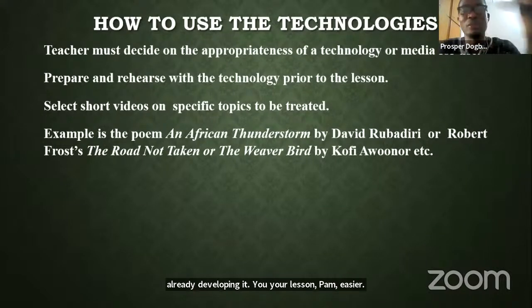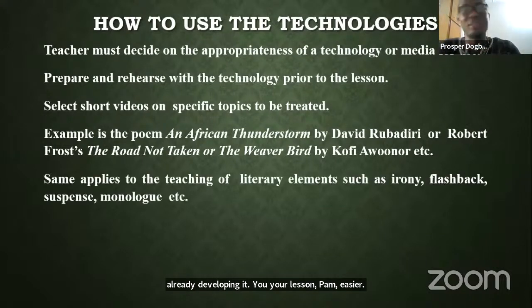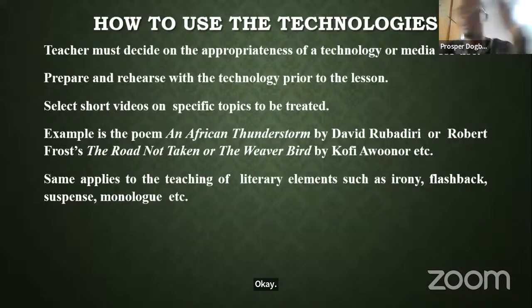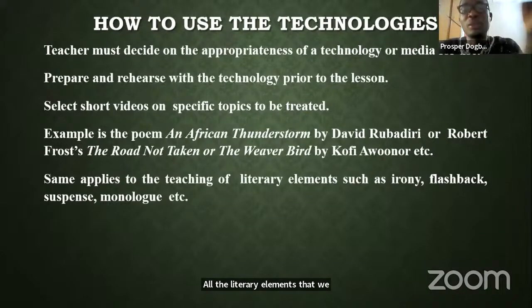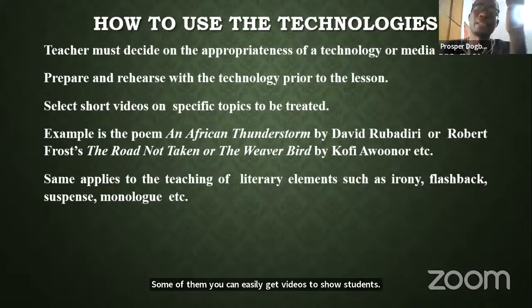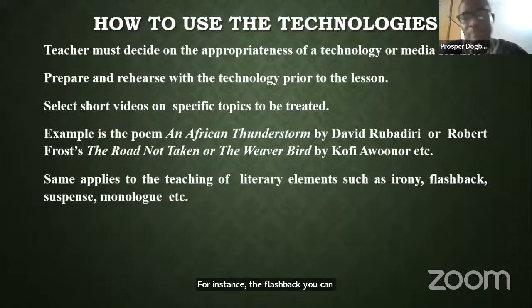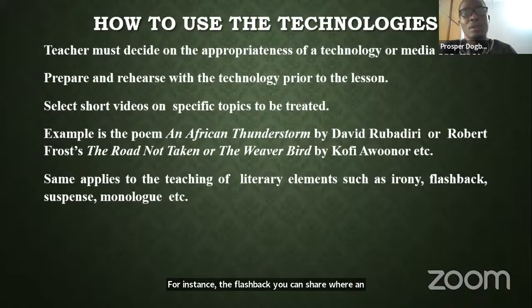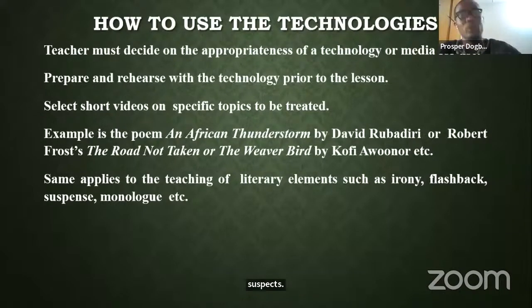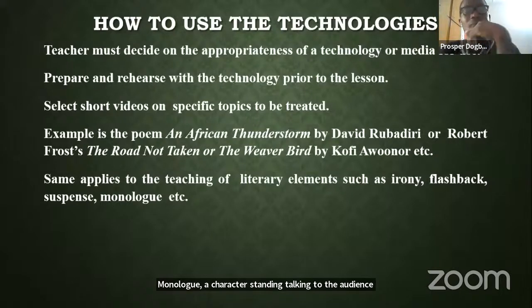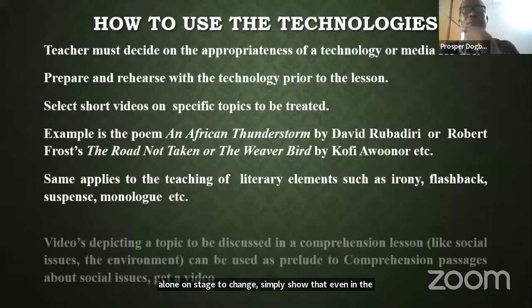The same applies to the teaching of literary elements such as irony, flashback, suspense, all the literary elements that we have, the figures of speech. Some of them, you can easily get videos to show the students. Take, for instance, a flashback. You can show a short video where an action happened earlier and it's recapped. Think of a monologue, a character standing talking to the audience alone on stage. You can simply show that even in the text.